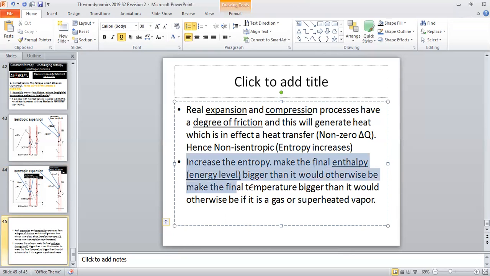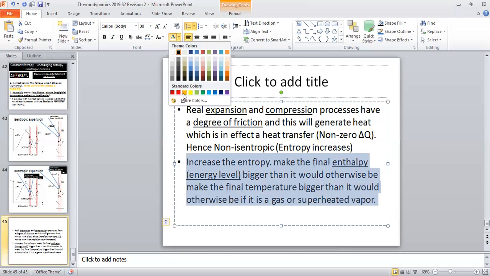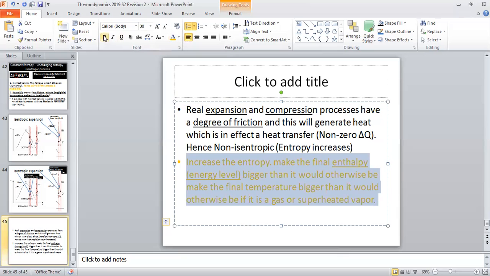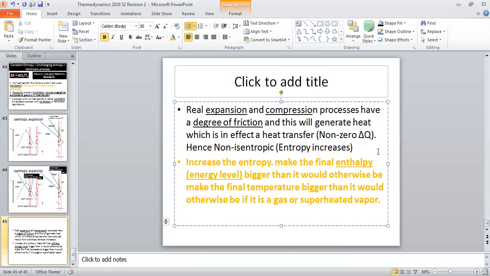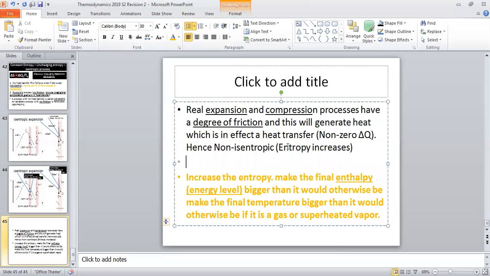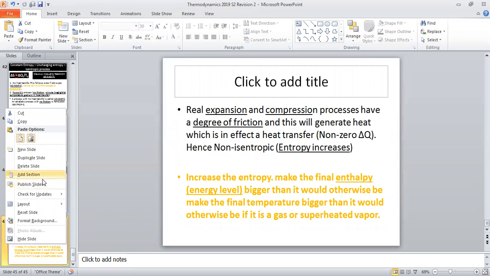So this is something practical. I will mark this like here. Later we will try to understand this. So entropy increase is okay. Non-isentropic means at the end of the process, higher energy levels. Okay, yeah. So let me say it this way.